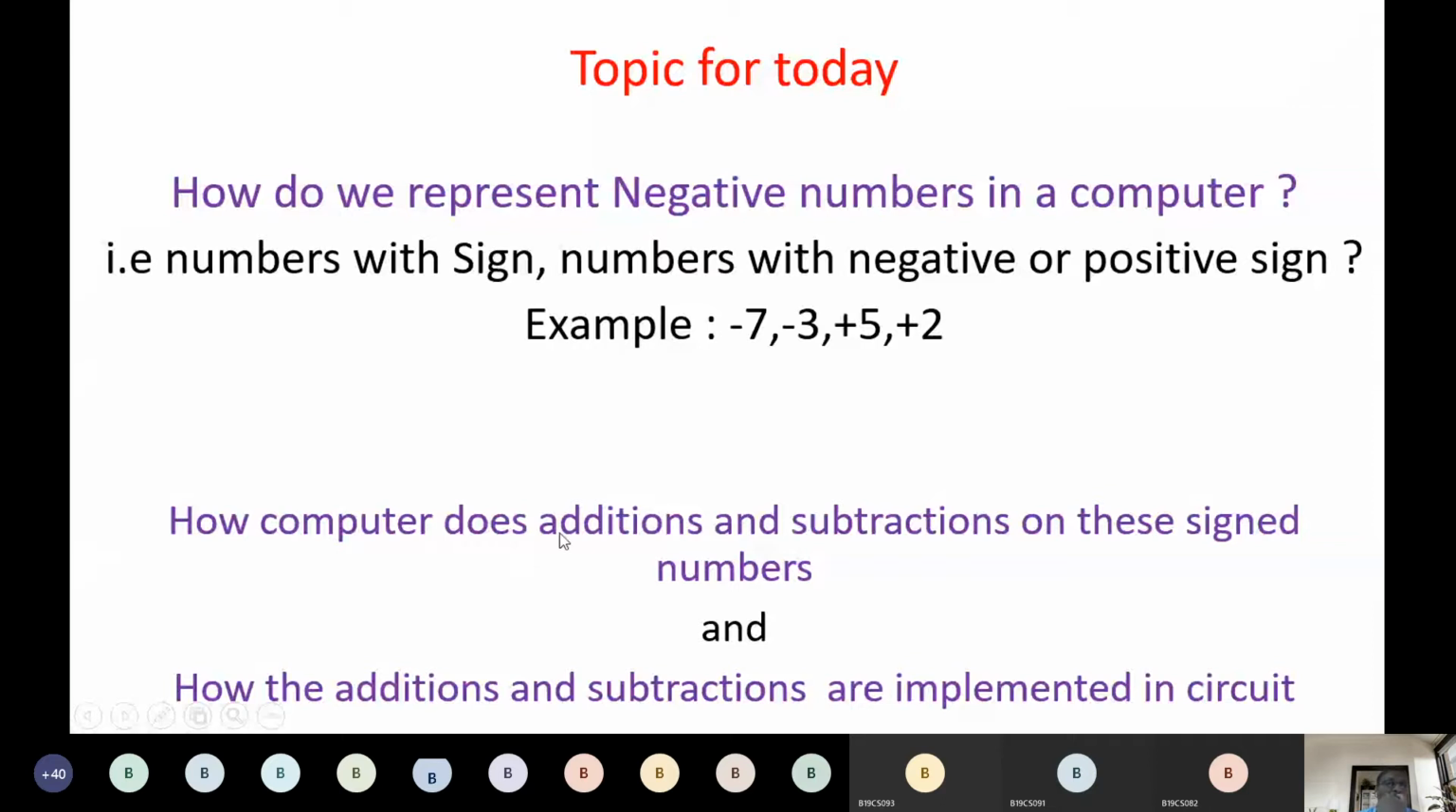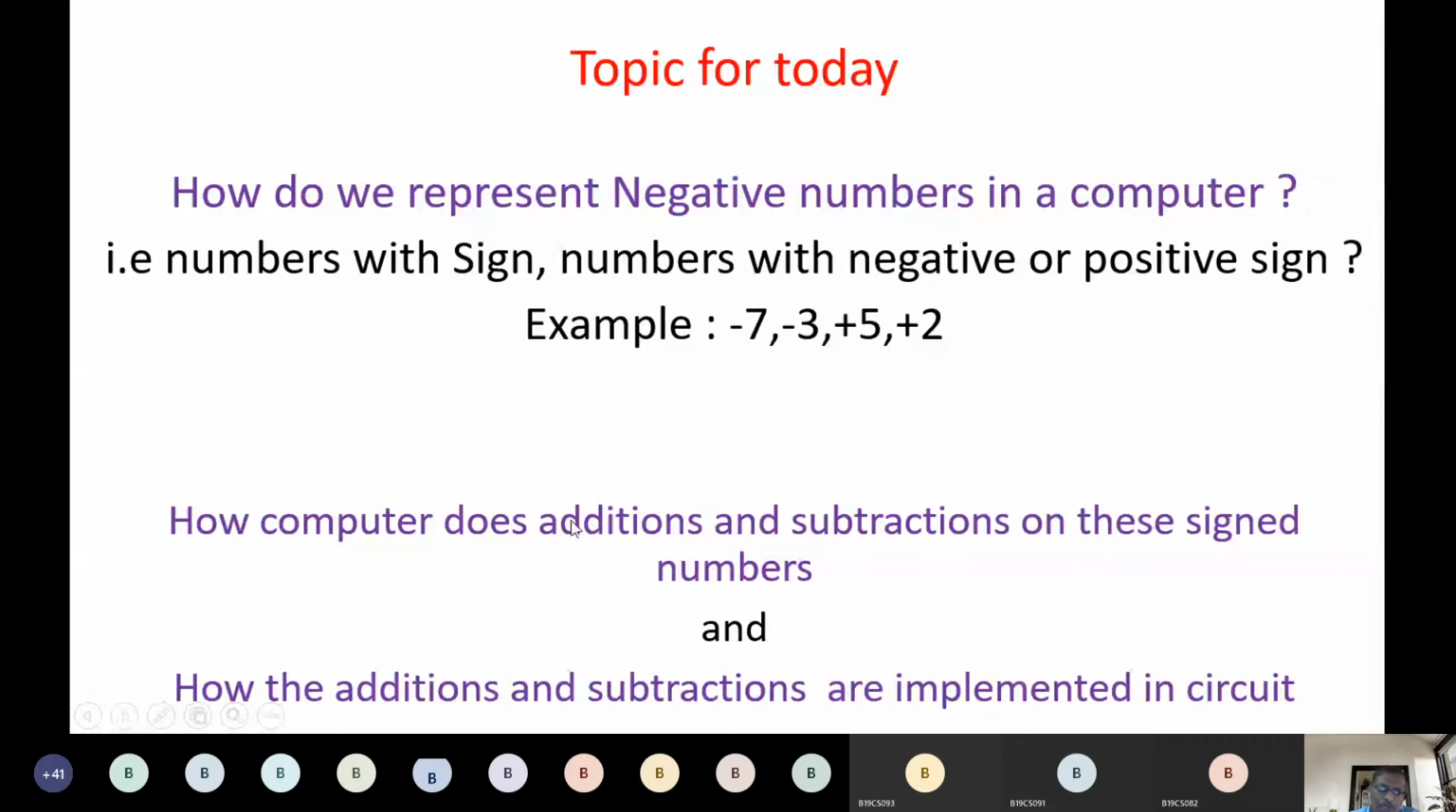And also how the computer does additions or subtractions of these numbers. For example, I want to add -7 plus -3. How do I add these two numbers? I also want to subtract: -7 minus -3. We already know it is -4, right?